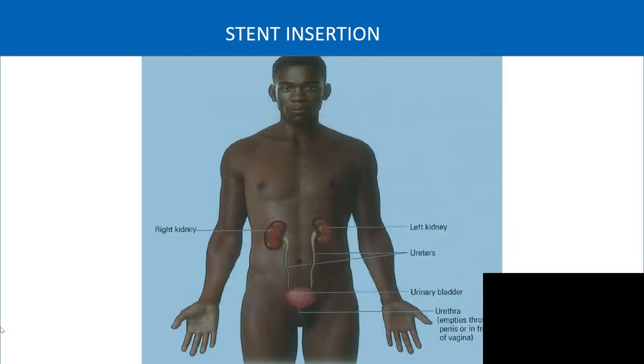That is the purpose of a stent. If the patient has any stenosis in the ureter, the stent is used to provide free flow of urine from the kidney to the bladder. That is the purpose. Any doubt, guys?